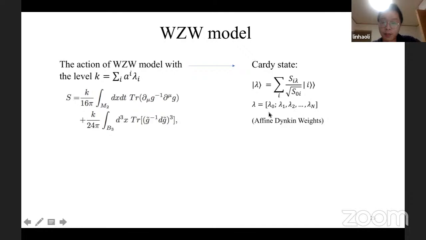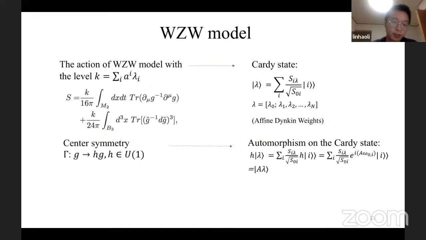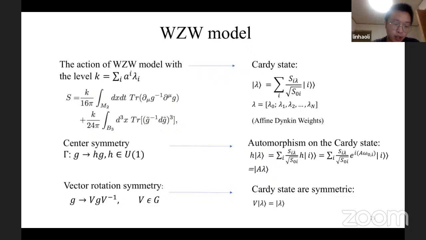Now let's consider the global symmetry of the WZW model. First, it has a center symmetry, which multiplies the g field by a U(1) phase. This symmetry acts on the Cardy states as an automorphism of the Dynkin diagram. Meanwhile, the WZW model also preserves the rotation symmetry as an adjoint representation of the Lie group G, and we found all Cardy states are symmetric under this transformation.